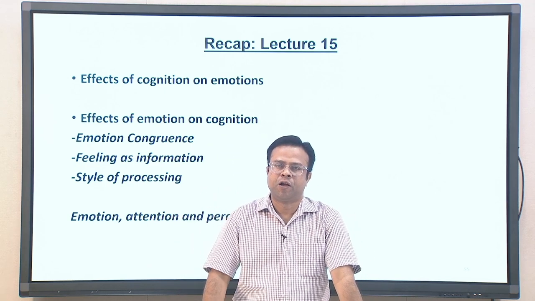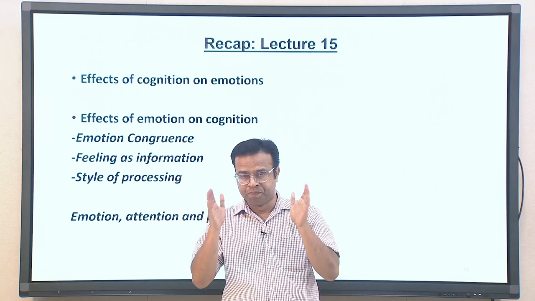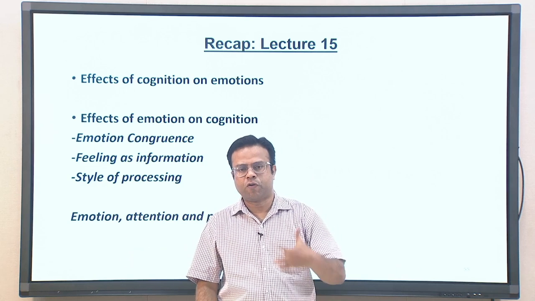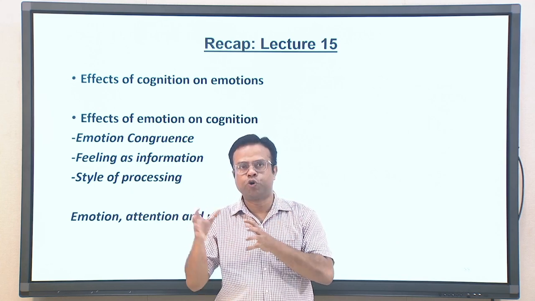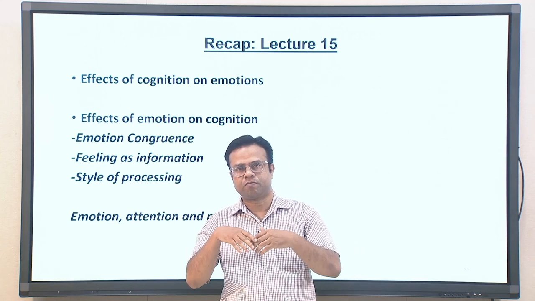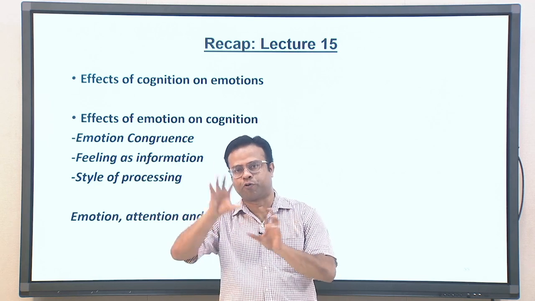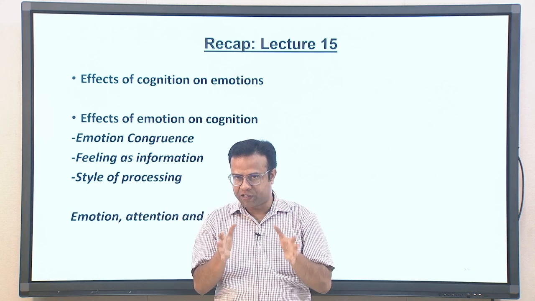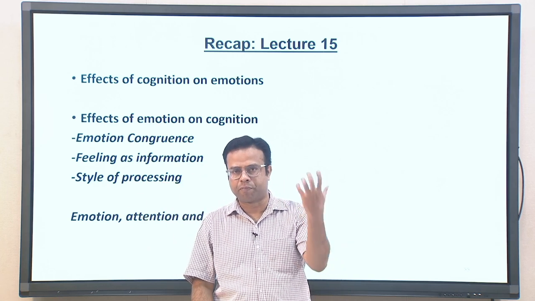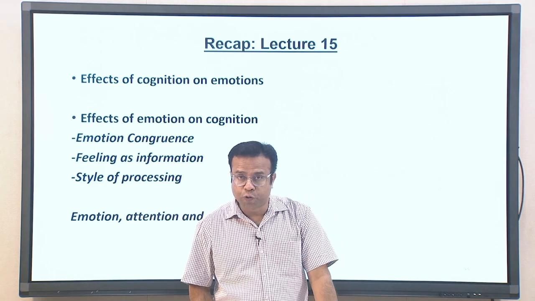More specifically, we discussed the different perspectives through which we can explain the impact of emotion on cognitions. We discussed three theoretical perspectives. The first one was the concept of emotion congruence, or mood congruence, which talks about how our present mood or emotion influences diverse cognitions, such as what we attend to, what we perceive, what we remember, and how we process information. Whatever emotional mood we are in at present will influence a variety of cognitive processes, including perception, attention, memory, and decision making. That is broadly called mood congruence or emotion congruence.